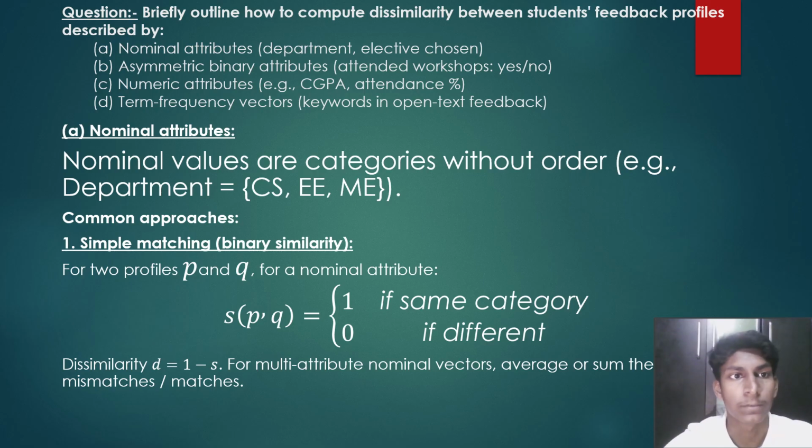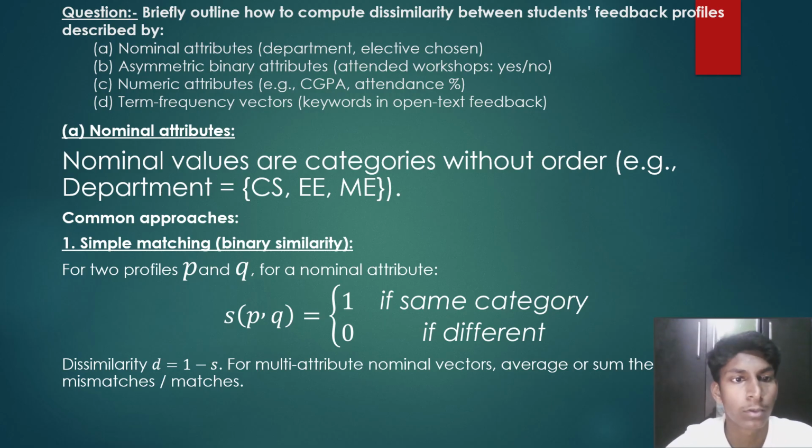So here's the question. Briefly outline how to compute the similarity between student feedback profiles described by A. Nominal attributes, B. Asymmetric binary, C. Numeric attributes, D. Term frequency vectors. So here's the first, A.